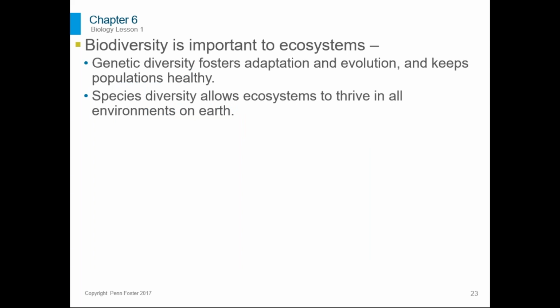And biodiversity is important to ecosystems. The genetic diversity in a species fosters adaptation and evolution, and it keeps the populations healthy. If there's a disease, genetic diversity is going to help some individuals survive. Species diversity allows ecosystems to thrive in all environments on Earth.